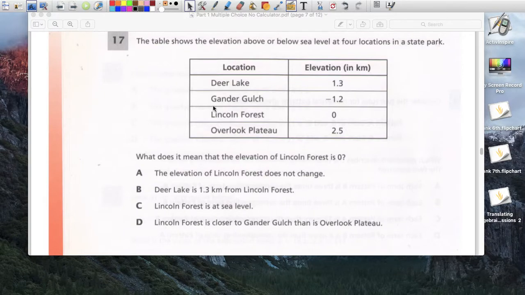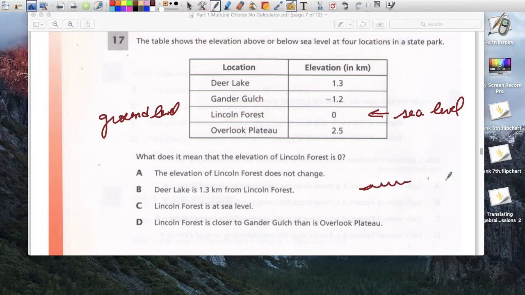The table shows the elevation above or below sea level of 4 locations. What does it mean that the elevation of Lincoln Forest is at 0? Well, if it's at 0, it means it's at ground level, sea level. I don't know if there's a lake under this. So if this is water, for example, and there's a mountain, right here, if you were standing right there, you would be at ground level, sea level. If you're up here, obviously, you're positive, and if you're down here, you're negative compared to zero.